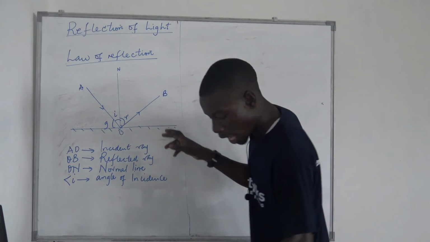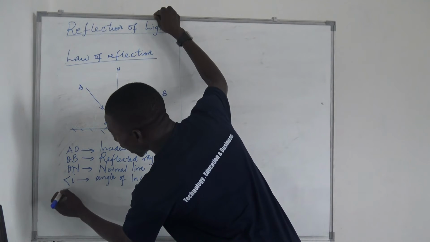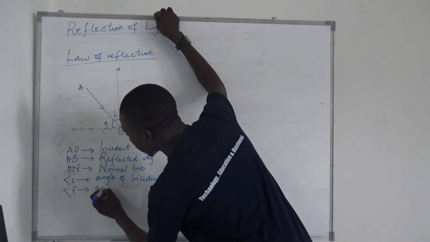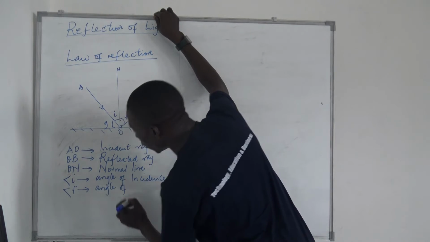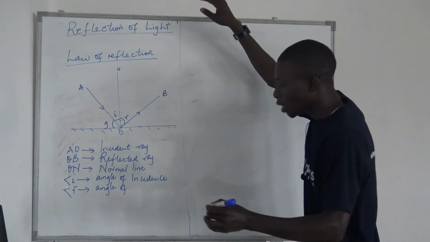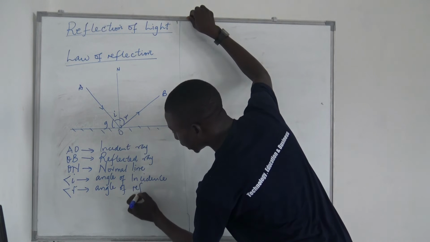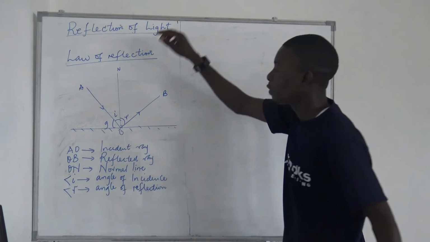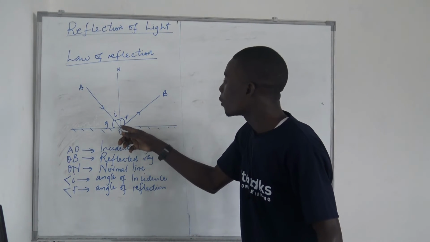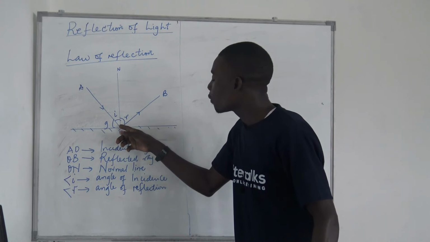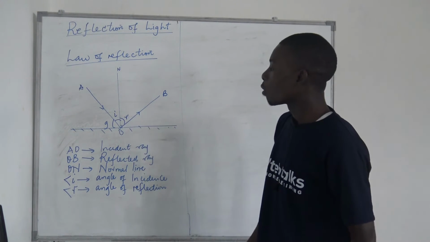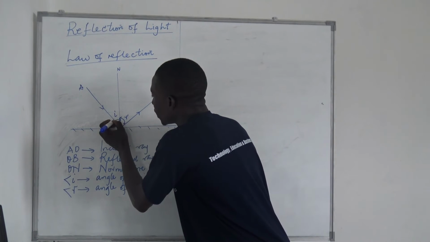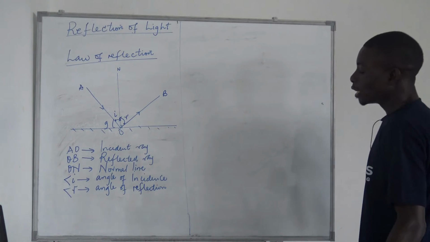And then we also have angle R, which is called the angle of what? It is called the angle of, who can tell us? It is called the angle of reflection. That when the ray is reflected, the reflected ray and the normal makes an angle called the angle of reflection. Is that okay? Good.